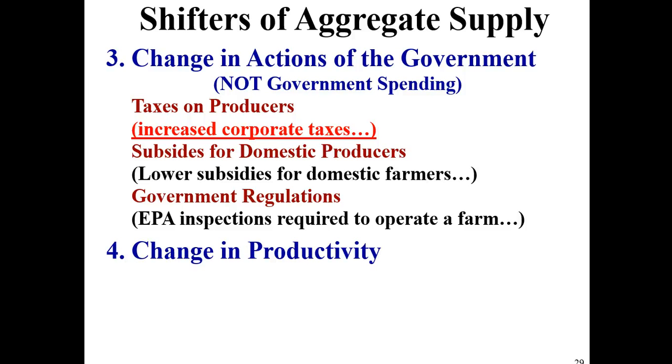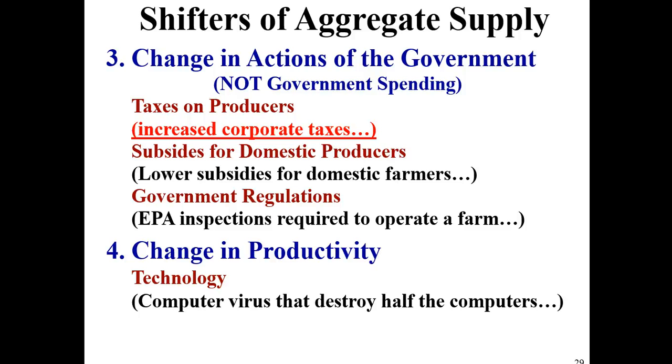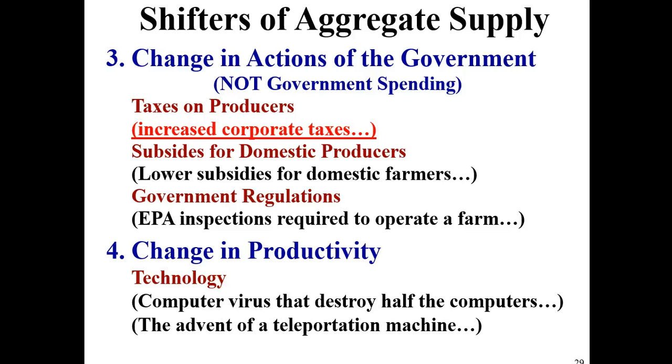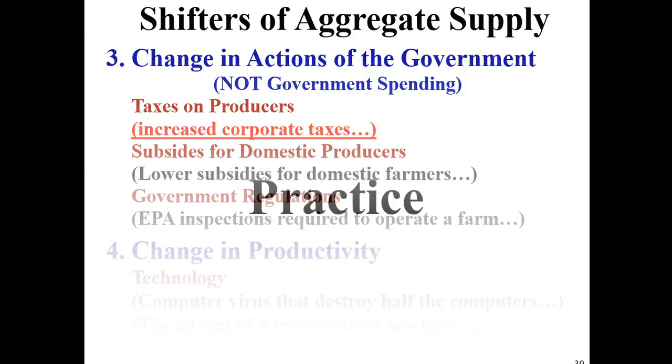The fourth shifter would be a change in productivity. And this is mainly affected by technology. If you had somehow a computer virus that destroyed computers and made technology less available, you'd have a decrease in productivity and a decrease in aggregate supply. Typically, however, technology works in the other direction and actually improves productivity. So let's say we had the advent of a teleportation machine that would allow you to be in two places at one time, then you could have an increase in productivity and an increase in aggregate supply.